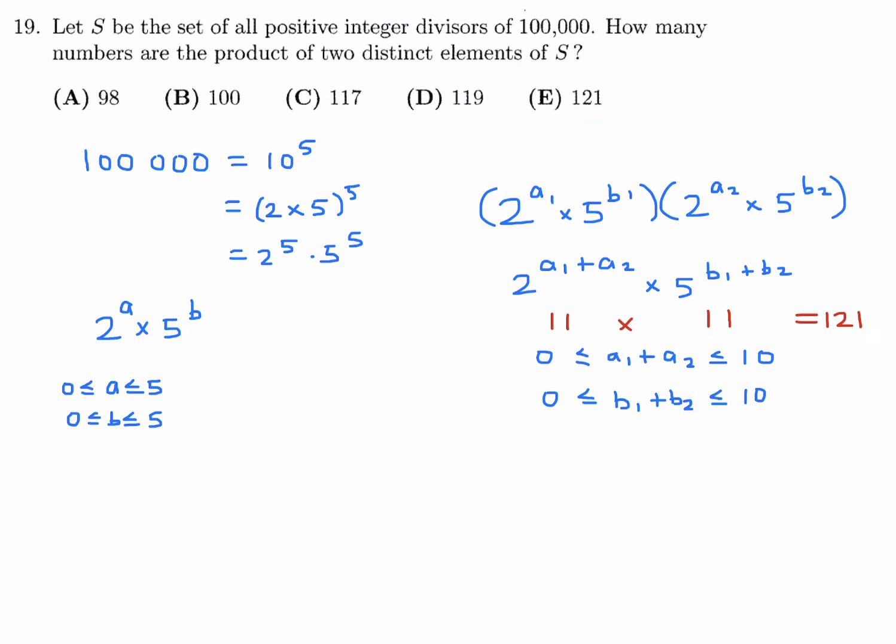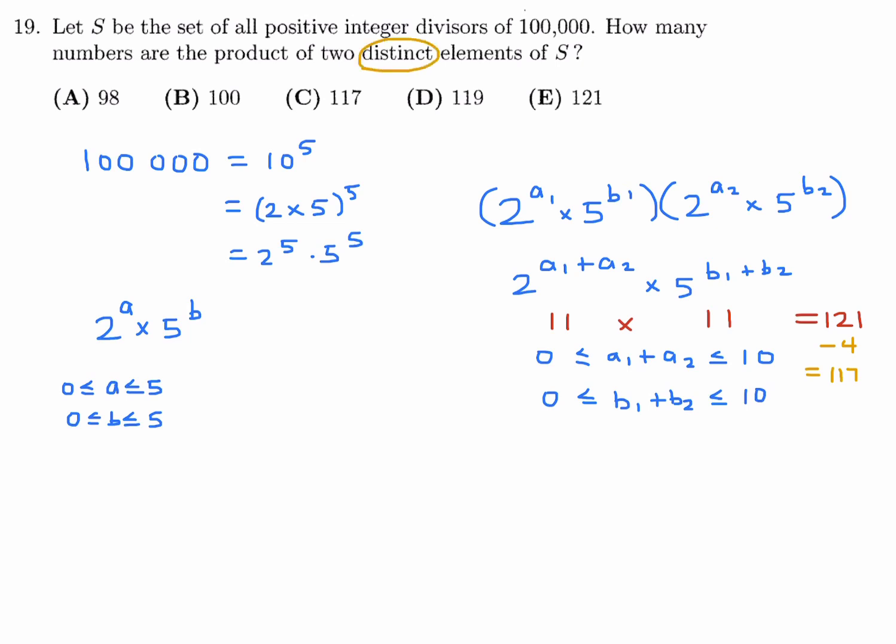But AMC always likes to be a little tricky. There's always, not always, but sometimes there's some overcounting, inadmissible values, things like that. And in this case, there's 4 values that are inadmissible. And therefore, you'd have to subtract those 4, and that would bring you to 117. But let me explain what those 4 are.